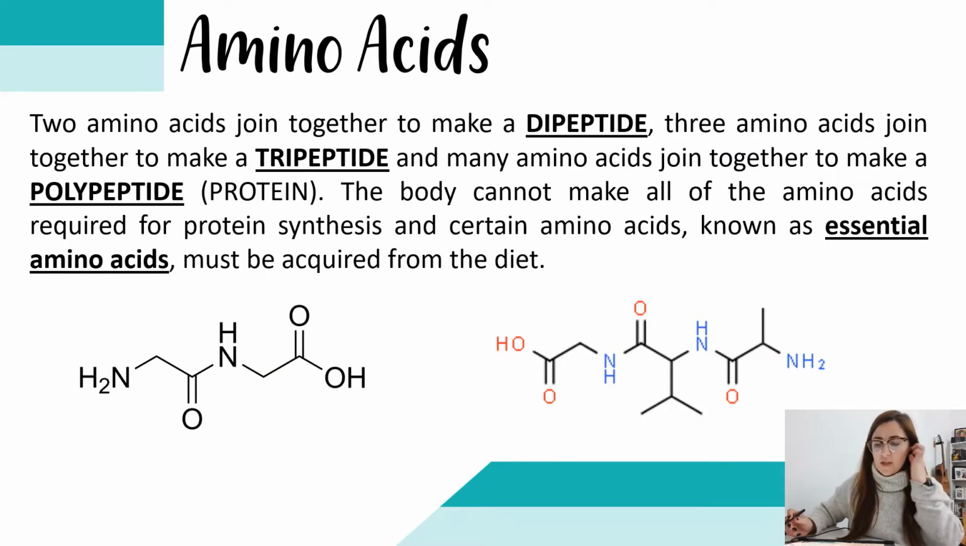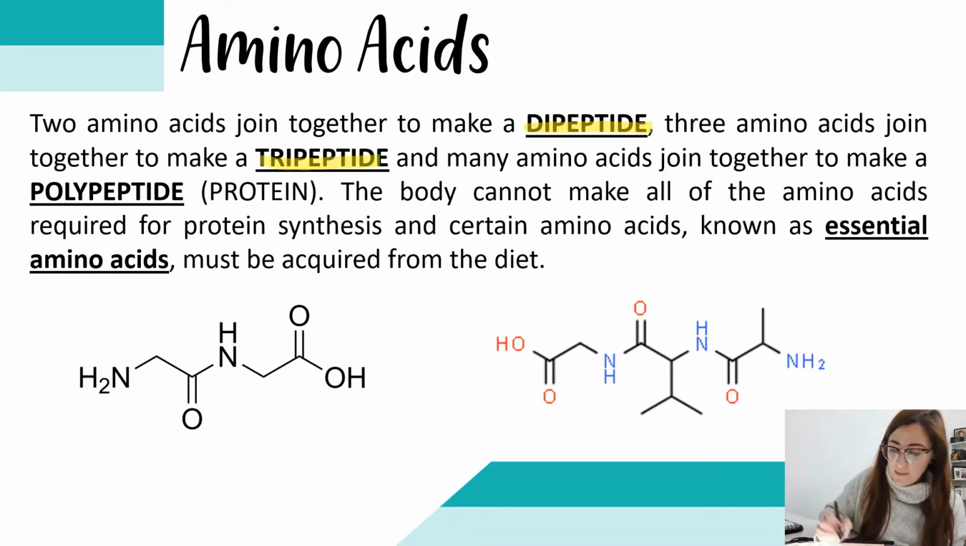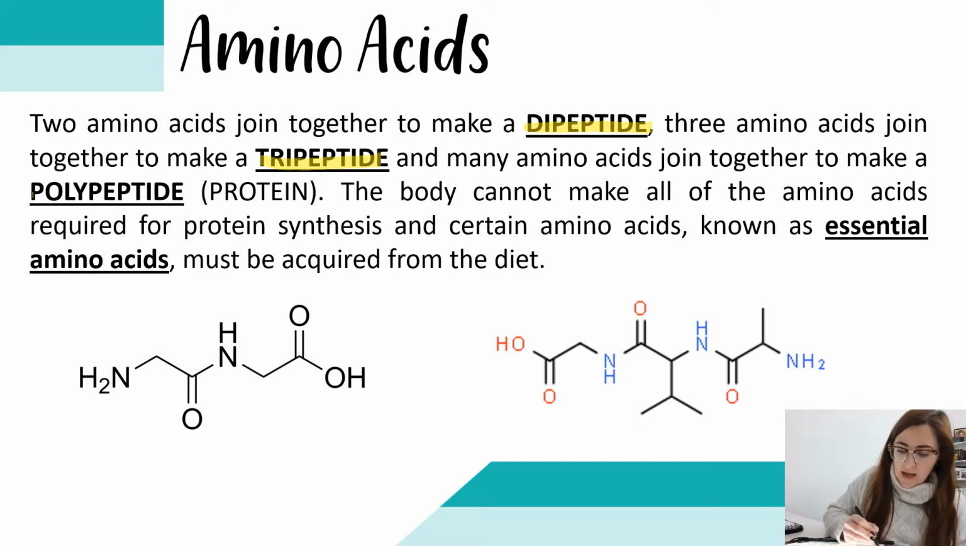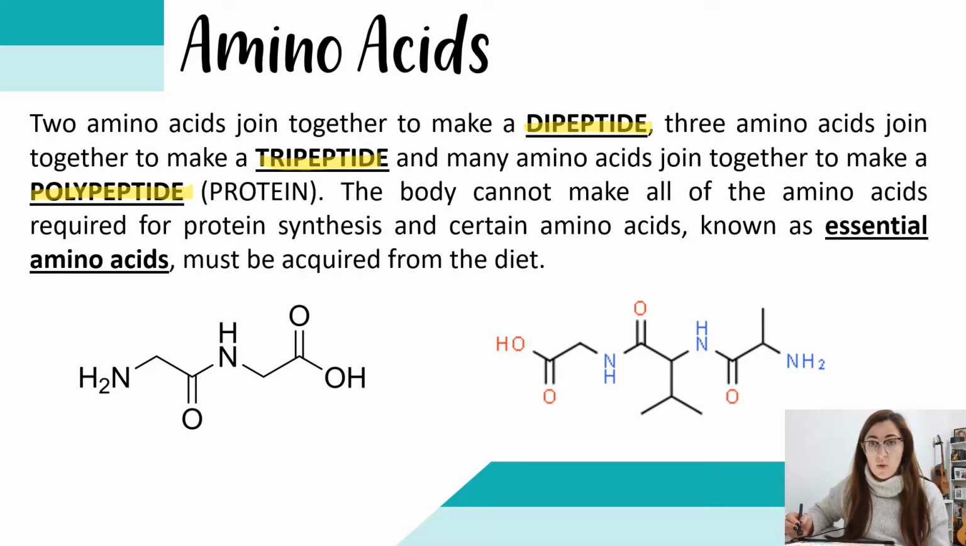When two amino acids join together, that is called a dipeptide. So two amino acids, di, and peptide meaning protein chain. Three amino acids joined together is called a tripeptide, and if we join many amino acids together, that is called a polypeptide, and that is what we call a protein.